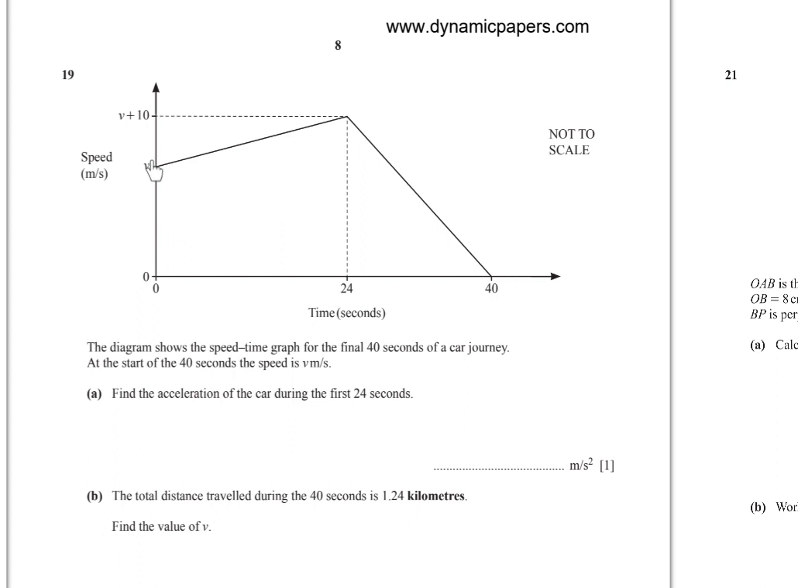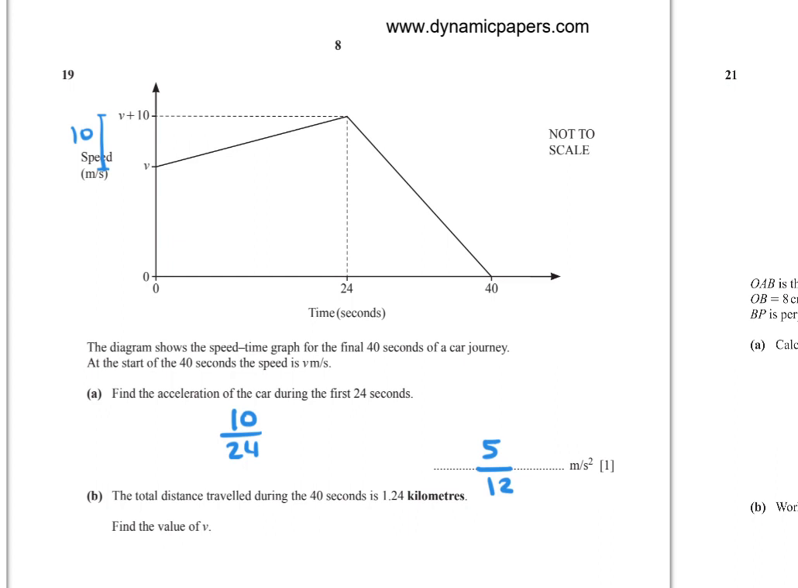So rise, v plus 10 minus v, so 10. So the rise is 10. For the run, 24. So 10 over 24. We can simplify more to 5 over 12. B, the total distance traveled during the 40 seconds is 1.24 kilometers. Find the value of v.